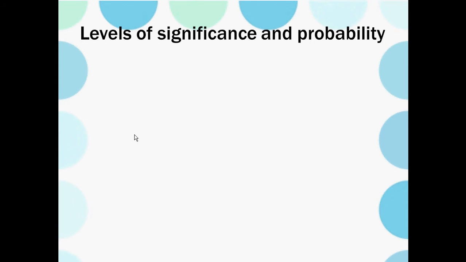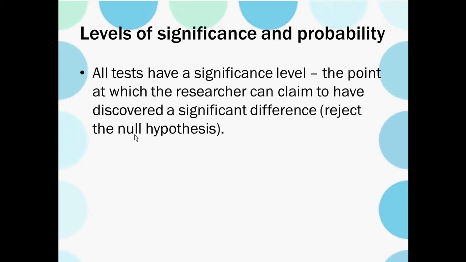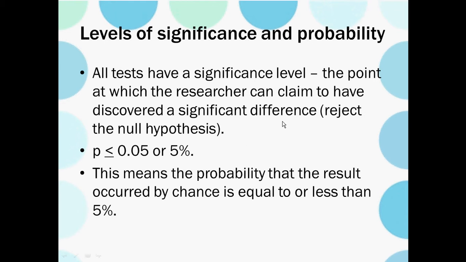Okay, levels of significance and probability. So all tests have got a significance level, and what that means is the point at which the researcher can claim to have discovered a significant difference and reject the null hypothesis. So the way we express that is, we call that the value of p, and it has to be less than or equal to 0.05. That's the generally accepted value for p in psychology, or 5%. And what that means basically is that the probability that the result actually occurred by chance rather than by the manipulation of the independent variable is equal to or less than 5%.